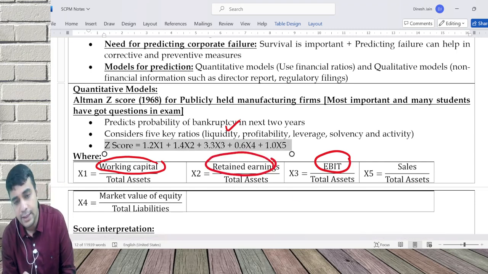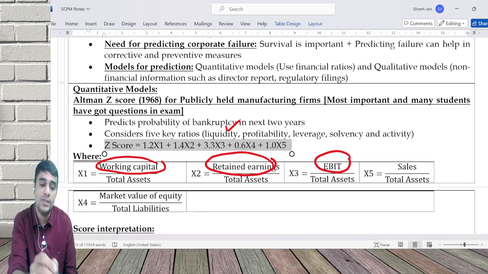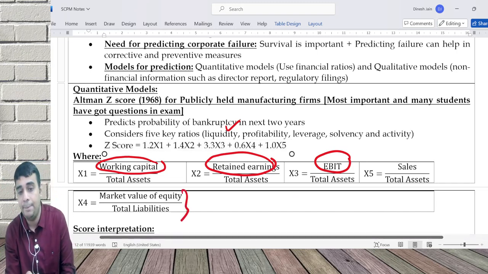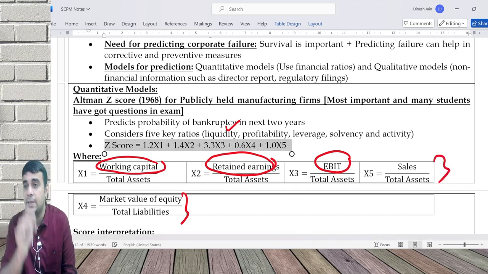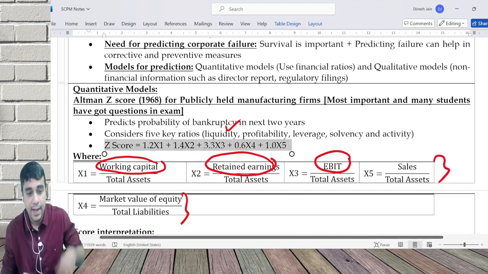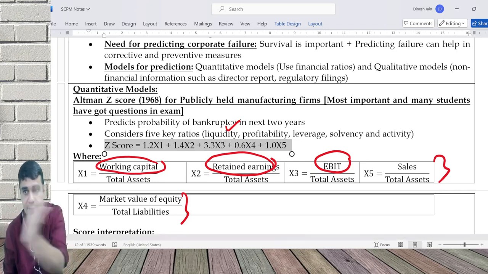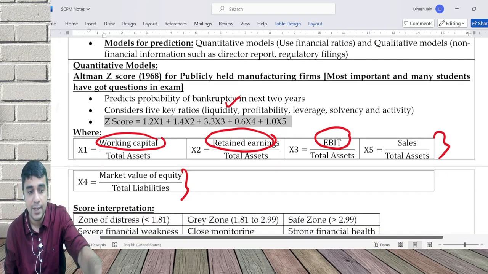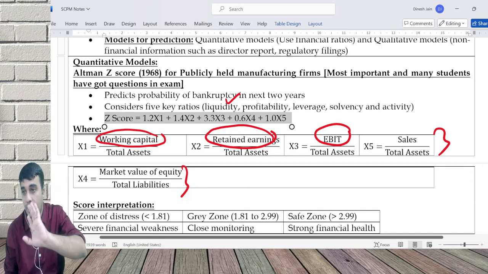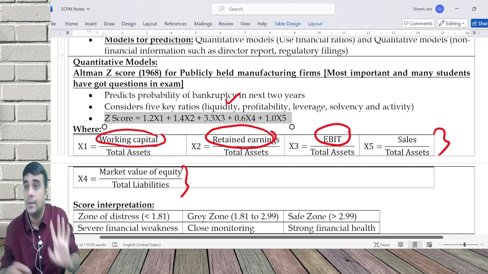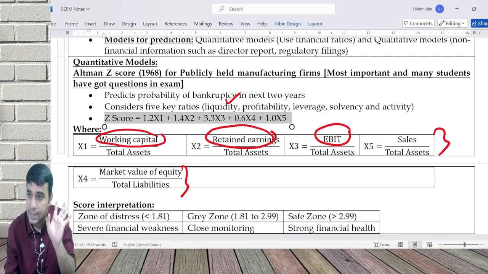Through your retained earnings. Solvency. Solvency is ability to repay my liabilities. Activity, my performance: sales by total assets. X1, X2, X3, X4 is written below, X5 is written on the side. Okay, I could not write it together. X4 had a little lengthy formula. So be very clear. You'll have to remember this. I don't have a choice here. You will have to remember this. Please do it before exam and go.